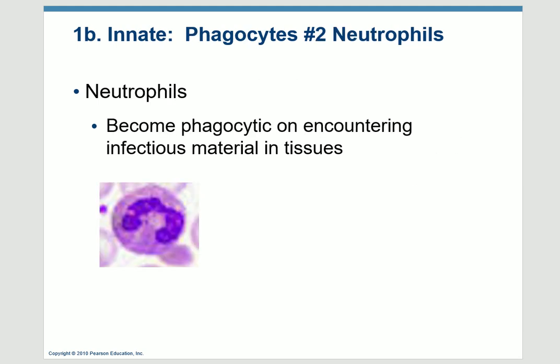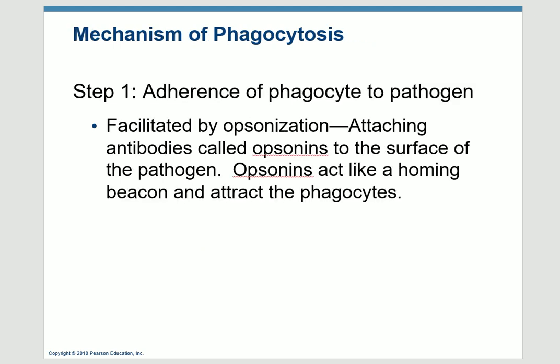Moving on to our second kind of phagocyte, we have neutrophils. They become phagocytic when they encounter infectious material. So usually neutrophils are just floating around the bloodstream, just hanging out. And then when they encounter something like bacteria or a virus, they engulf it. If you'll remember, neutrophils are the most abundant, the most numerous of all the white blood cells. And we've got a whole lot of them just hanging out in our bloodstream, waiting to protect us, to phagocytize what we don't need.